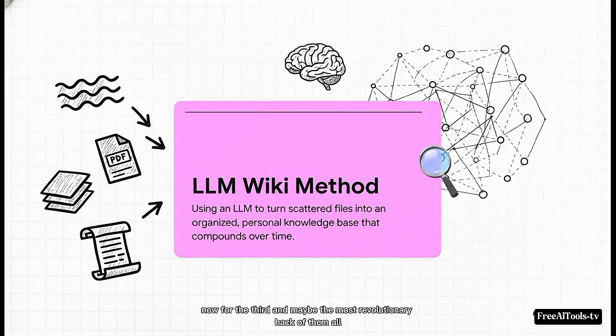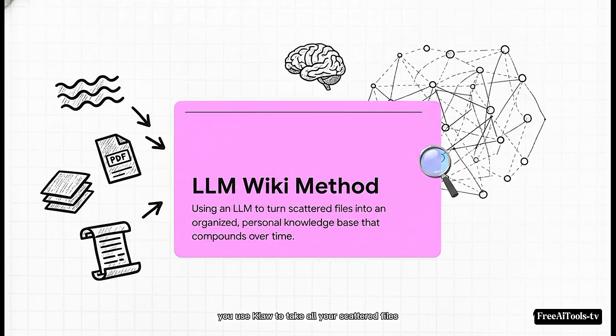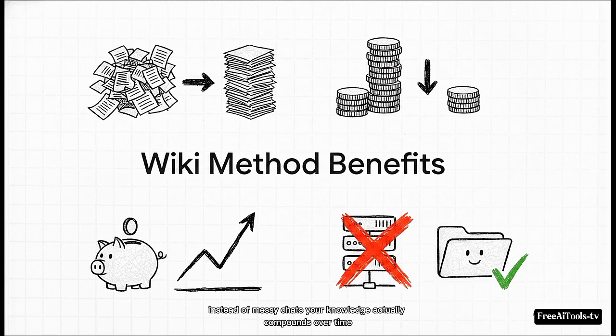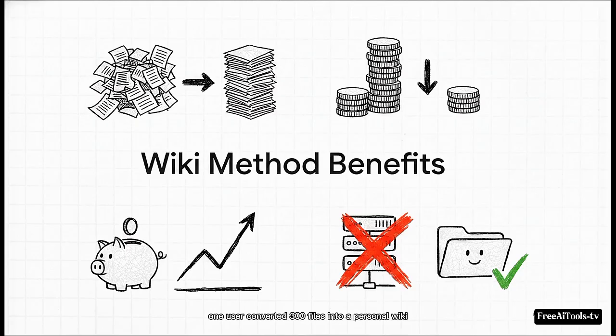Now for the third and maybe the most revolutionary hack of them all. Again, from Andrej Karpathy. It's called the LLM Wiki Method. The core idea is just brilliant. You use Claude to take all your scattered files, meeting transcripts, PDFs, articles, and turn them into a structured, personal knowledge base. Essentially, your own second brain. The efficiency here is just incredible. Instead of messy chats, your knowledge actually compounds over time, like interest. I mean, one user converted 300 files into a personal wiki, and their token usage dropped by 95%.